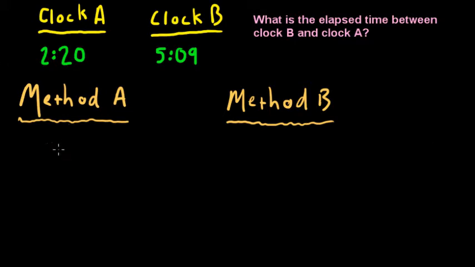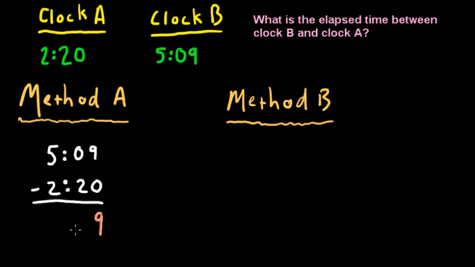Okay. So what we're going to do is set it up like it's a subtraction problem. We're going to start with the bigger time, 5:09, and we're going to take away 2:20. Now, in this problem, the first part isn't a big issue. It's 9 take away 0. So 9 minutes take away 0 minutes is 9 minutes.